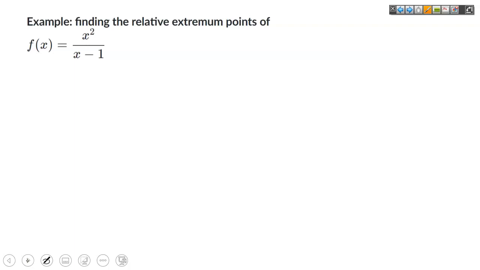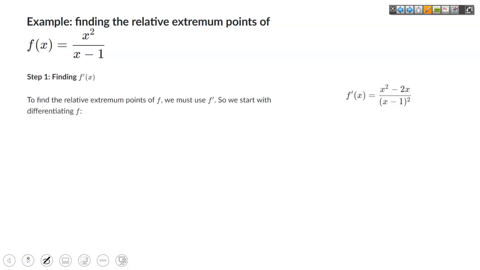Find the relative extrema of the following function. So to find the extrema, step 1 says find your derivative, using the quotient rule. So you should get x squared minus 2x over x minus 1 squared.